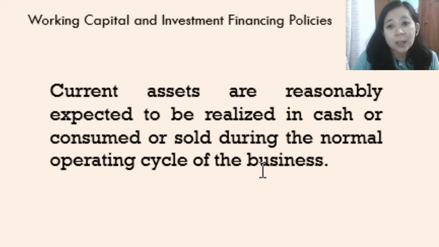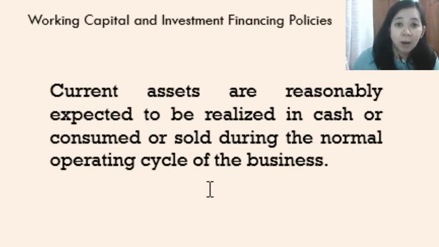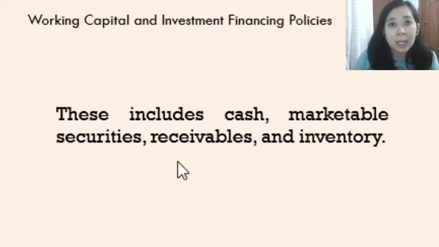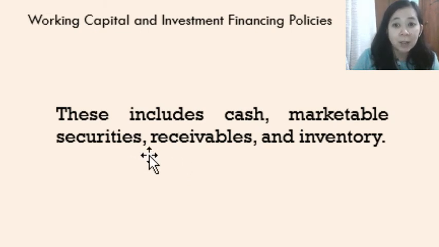Current assets are reasonably expected to be realized in cash or consumed or sold during the normal operating cycle. If you still remember your discussion in basic accounting, we classify assets as current and non-current. Because in working capital, we deal with current assets, that's why we define it again this time. When we say current assets, these are assets that are expected to be realized or converted into cash or consumed or sold during the normal operating cycle of the business or 1 year, whichever is longer. This normally includes cash, marketable securities, receivables, and inventory. You've learned this also in your basic accounting.